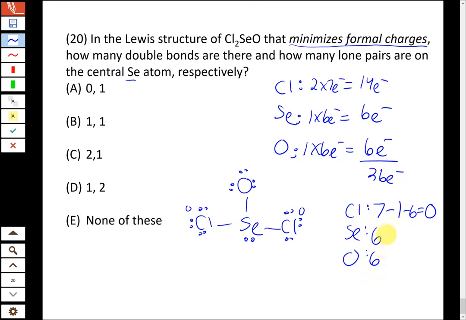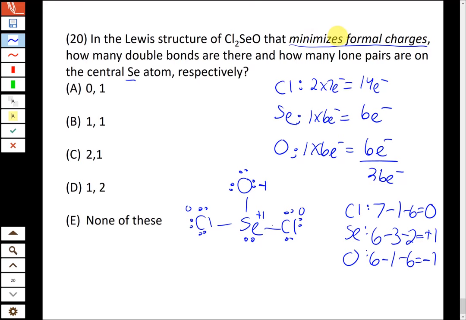But if we look at selenium and oxygen here, selenium and oxygen are both group 6, so they started with 6 valence electrons. The selenium in this has 3 single bonds right now, and it has 2 non-bonding electrons. So right now selenium has a +1 formal charge. 6 minus 3 minus 2 is 1. And then the oxygen right now has 1 single bond and 6 non-bonding electrons, which gives it a -1 formal charge. 6 minus 1 minus 6. So in the current Lewis structure, which does follow the octet rule, we have a +1 and a -1 formal charge next to each other.